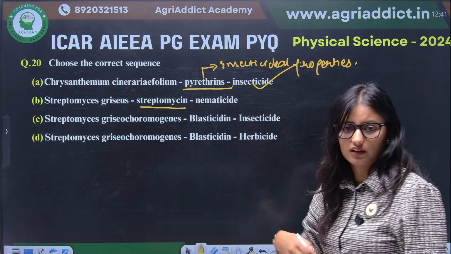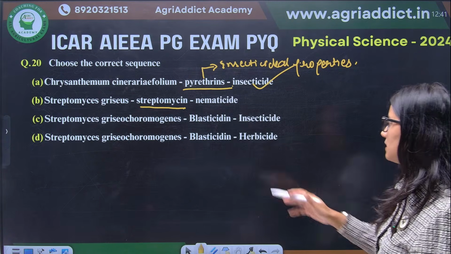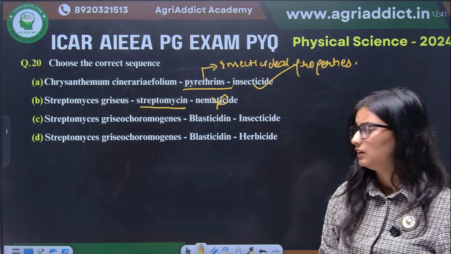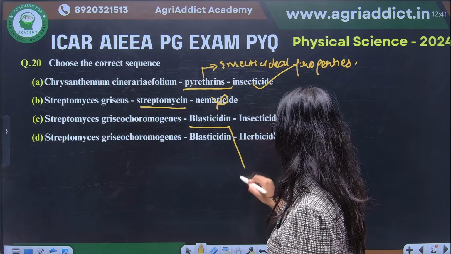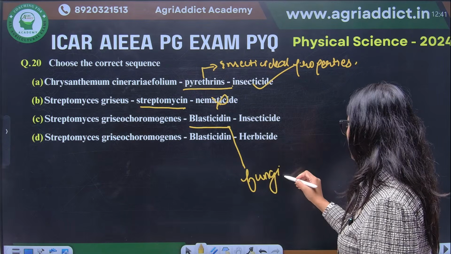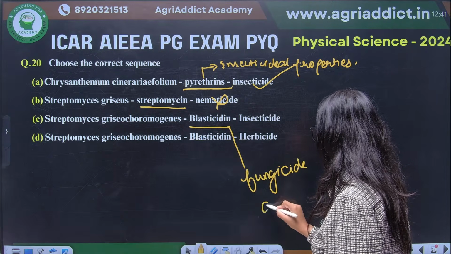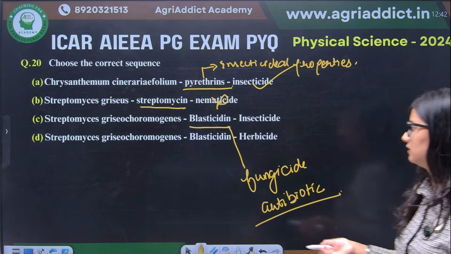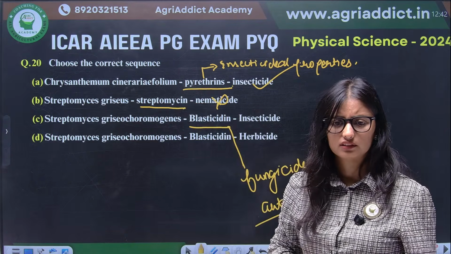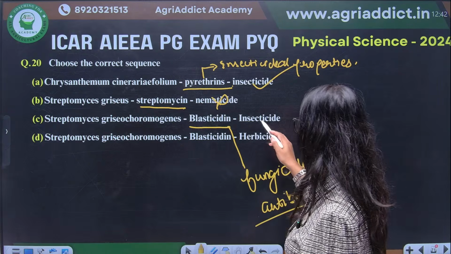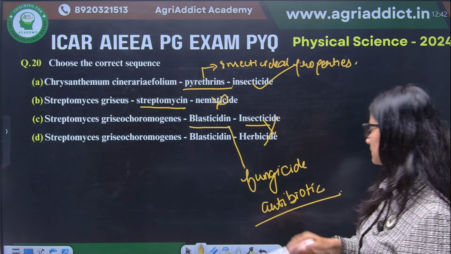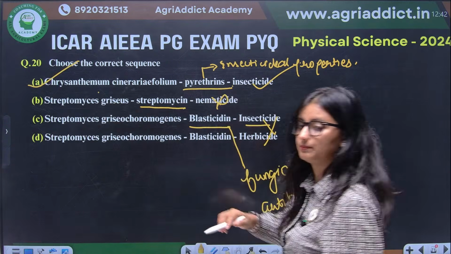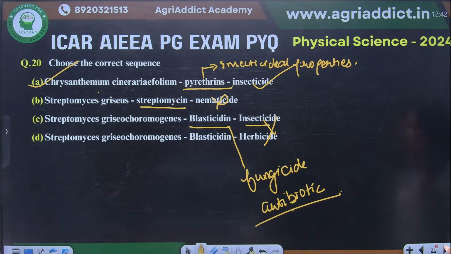What about this Streptomyces griseus? Yes, it is streptomycin. The product we extract from this is streptomycin, but it is not a nematicide. Okay? And what is this blasticidin? This is fungicide antibiotic. Antibiotic of fungal origin, and this is of bacterial origin. And this is not insecticide also. This is fungicide. Clear? So only option A is correct. Clear? Okay. So let's move to the next one.